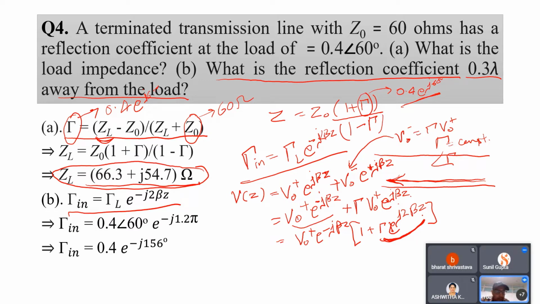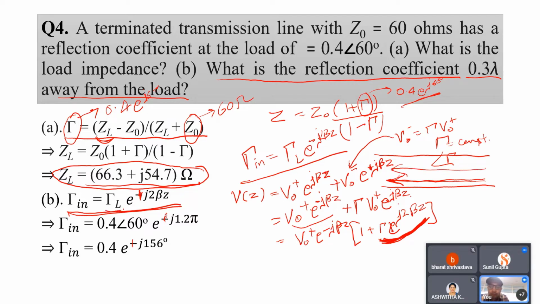Okay, I think I have written, yeah, this should be plus. Please carry on with this derivation. Yeah, so this represents the reflection coefficient basically. So by using this formula you can calculate what the reflection coefficient will be throughout the line.